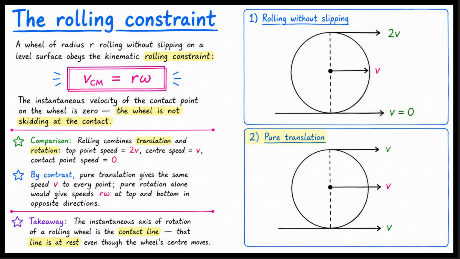For comparison, pure rotation about a fixed axis gives v equals r omega in opposite senses at the top and bottom, while pure translation gives every point the same linear velocity v to the right. The instantaneous axis of rotation of a rolling wheel is the contact line, which is at rest even though the wheel's center is moving.